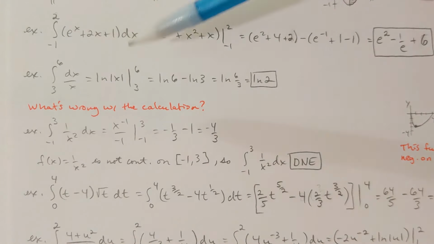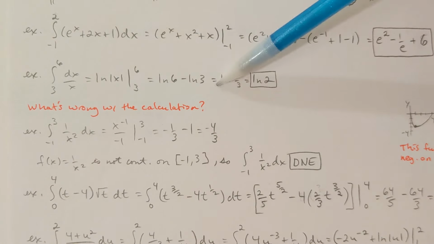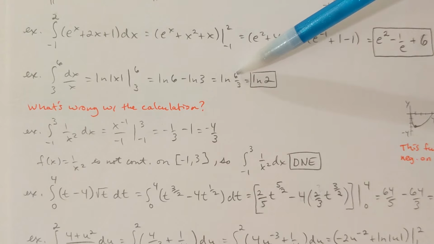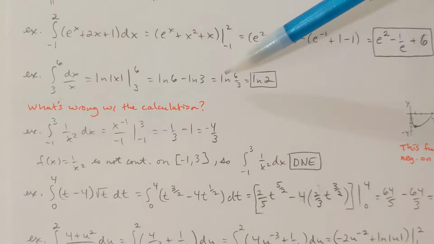Okay. Let's plug in the bounds. So you're going to have ln 6 minus ln 3, or ln of 2 would be that number written using a single logarithm there. And again, exact form.